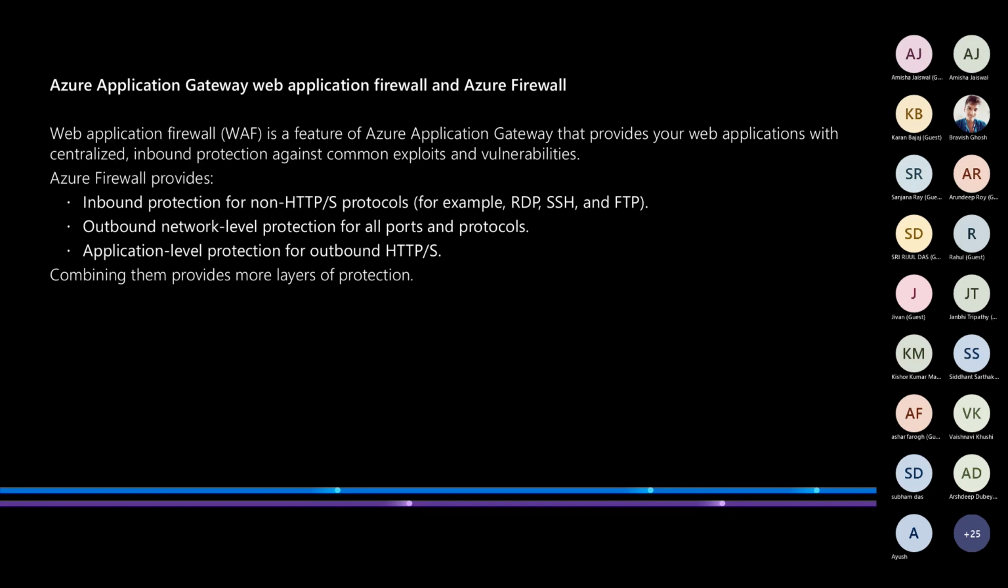Azure Application Gateway Web Application Firewall and Azure Firewall is another way. Web Application Firewall is a feature of Azure Application Gateway that provides your web applications with centralized inbound protection against common exploits and vulnerabilities. Azure Firewall provides inbound protection for non-HTTP protocols, outbound network level protection for all ports and protocols, and application level protection for outbound HTTP(S). Combining them provides more layers of protection.